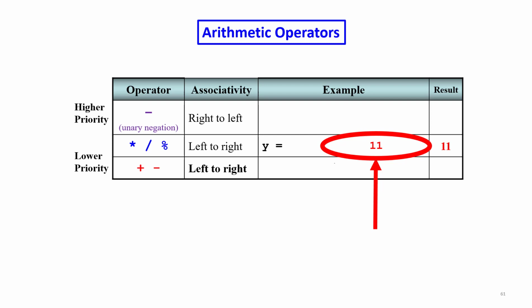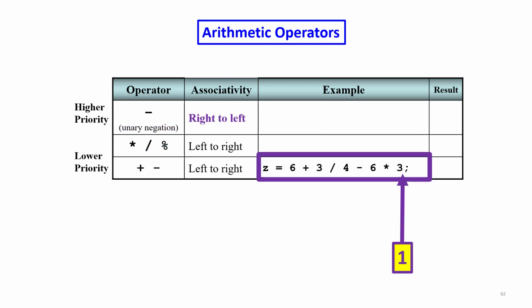Okay, let's tackle the last one. Start with the first pass. Moving from right to left, searching for a minus sign with only a single operand on its right, no operand on its left. The first pass produces no unary negations.